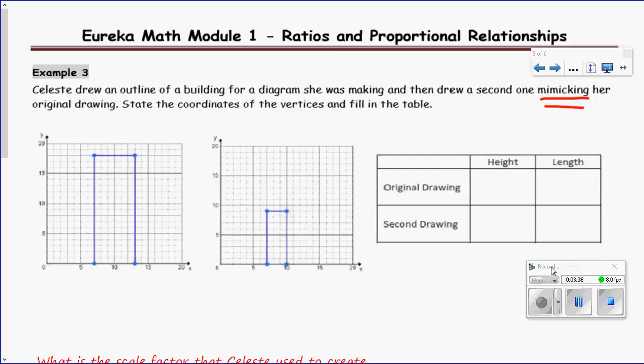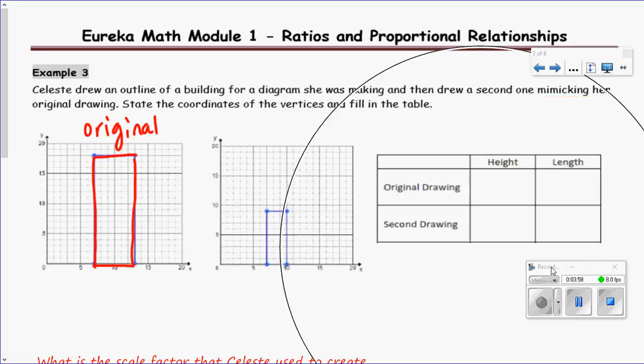So go ahead on the original one. Count how many points we are from here to there and how far it is from here to there. And then it should be the same number since it's a rectangle. Okay, go ahead and count that and see what you get. Pause it and see what you get for the original. This is the original. Okay, fill them in right here for the original, the height and the length.